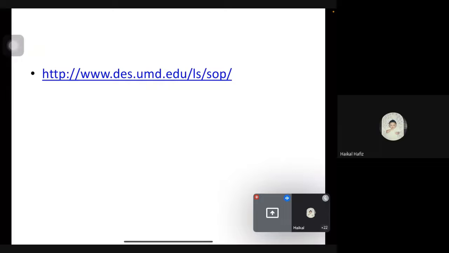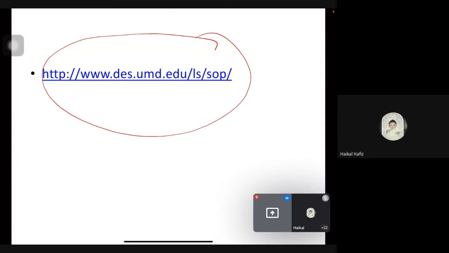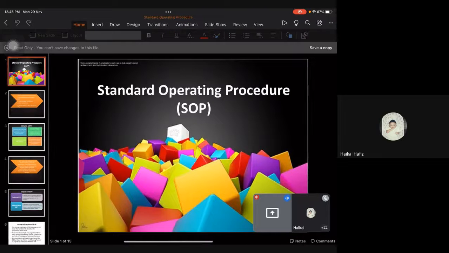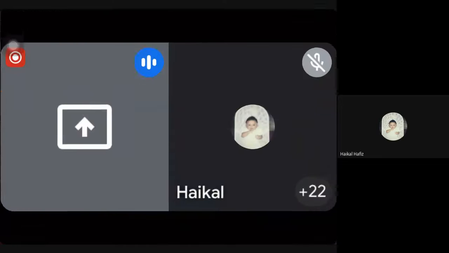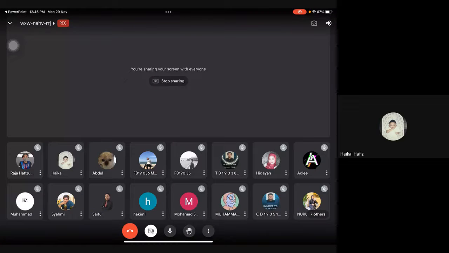You can refer to this link later on to look at the example of SOP. And I'm going to switch to the next thing, which is the Microsoft Word file. Any questions so far, class?